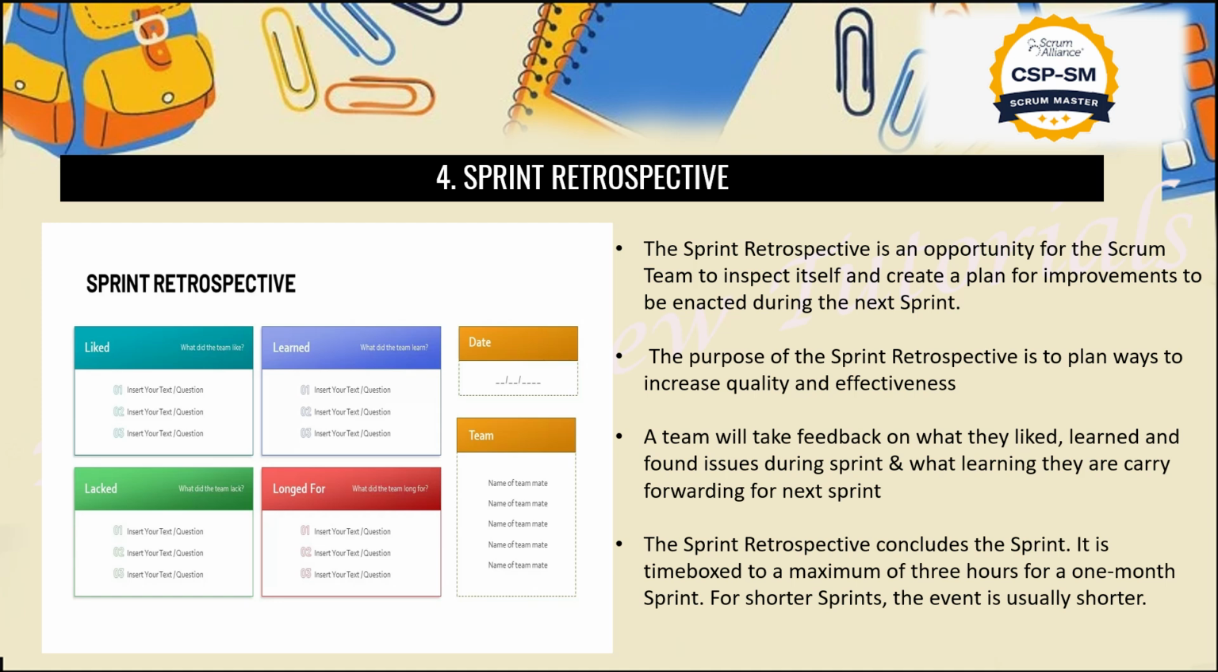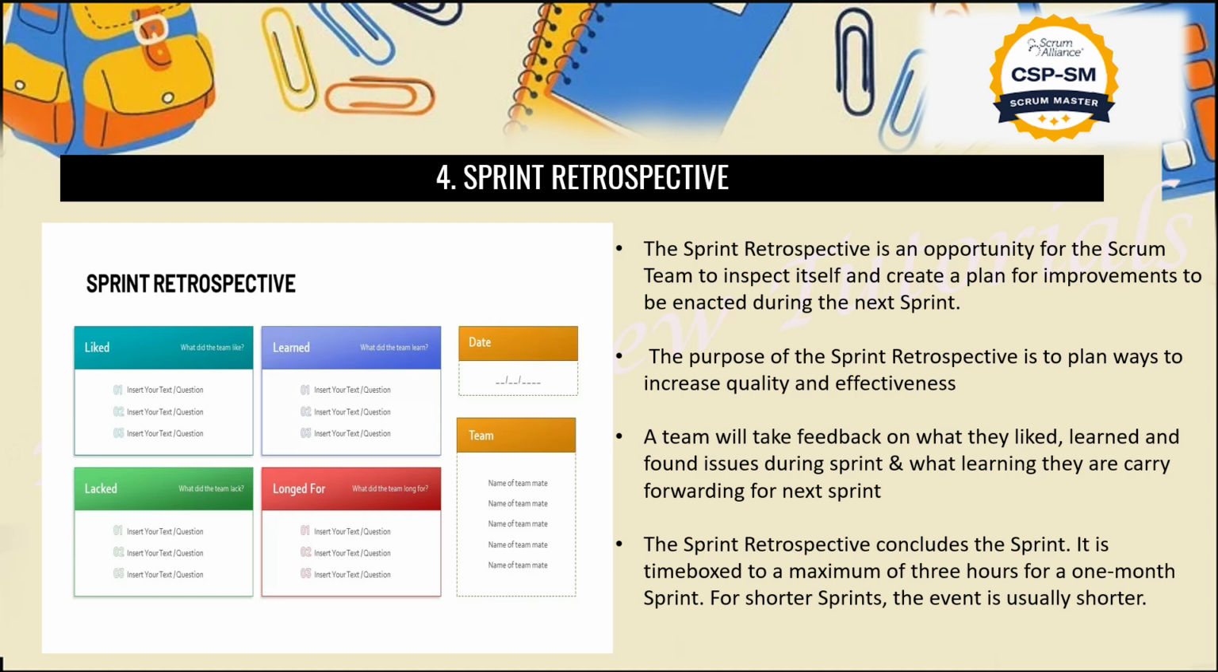Okay, so this is known as the retrospective. The retrospective is an opportunity for the Scrum team to inspect itself and create a plan for improvements to be enhanced in the next sprint, guys, right? Makes sense? The purpose of the retrospective is to plan ways to increase quality and effectiveness.